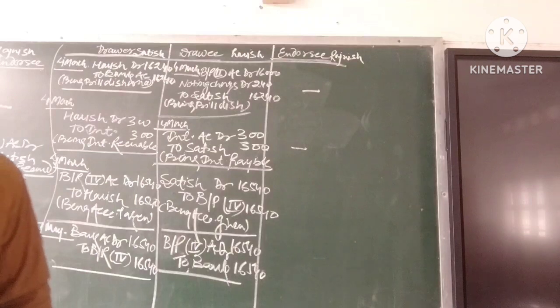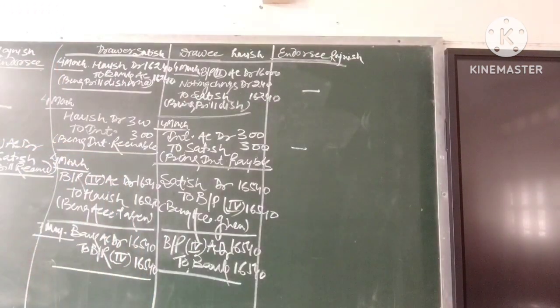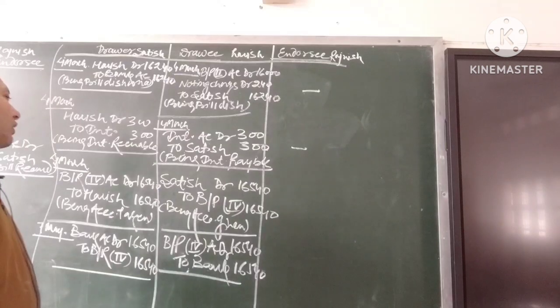16,540. Now, see the second bill and this is the fourth bill. ये fourth bill था. ये किसके according लिखा गया था? Which bill is dishonored? Bill number second is dishonored, in the place of second bill.